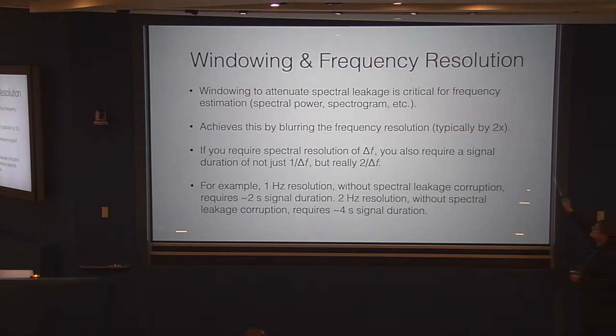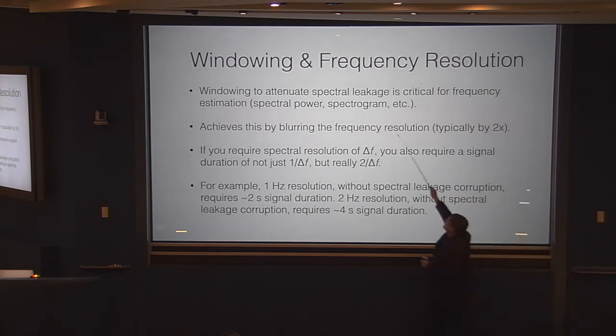So this is what I just said. It blurs the frequency resolution. What this means, though, is that because you've now lost effective frequency resolution, if it's appropriate to do windowing, to reduce this spectral leakage, then instead of hoping for delta F and going for a time duration of 1 over delta F, you're really going to need roughly twice that. So you really need even more time than you think you're going to need if you use windowing.